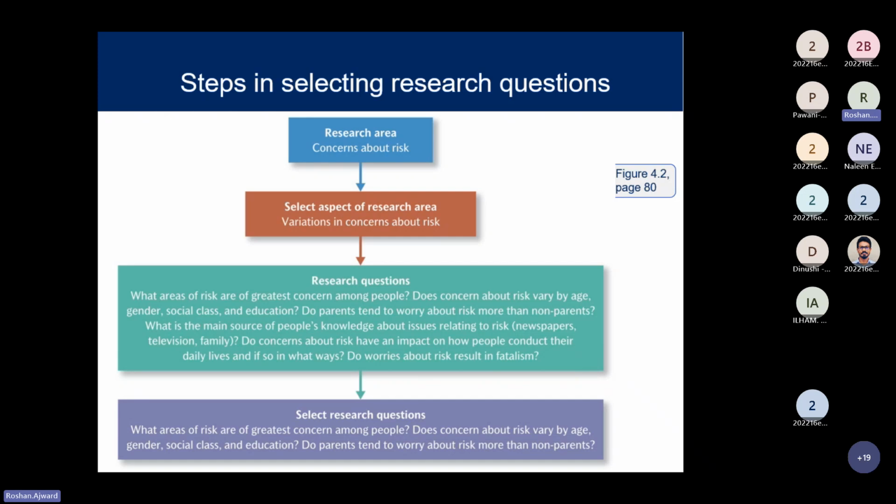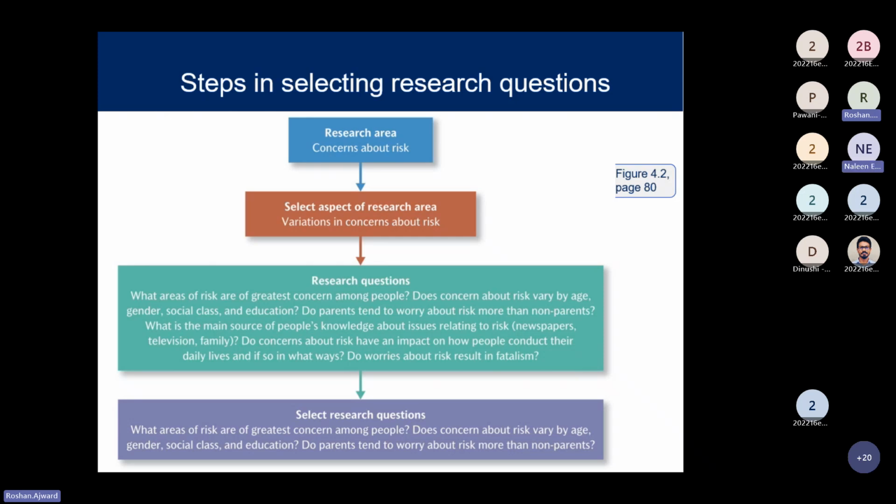Now see this example. Research area: concerns about risk. People have different concerns about risk. That's the research area. Then the selected aspect of the research area: variations in concerns about risk. So we know the main area is concerns about risk, and we have different concerns of risk. Here the selected aspect is variations. Due to different reasons, concerns about risk vary. So that's the area selected by this research.